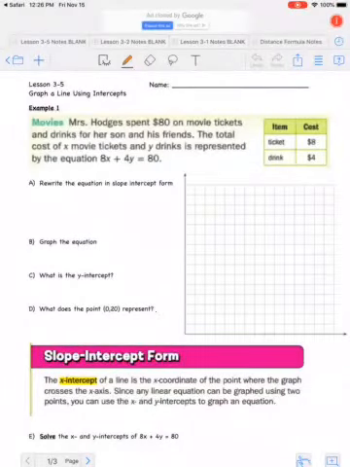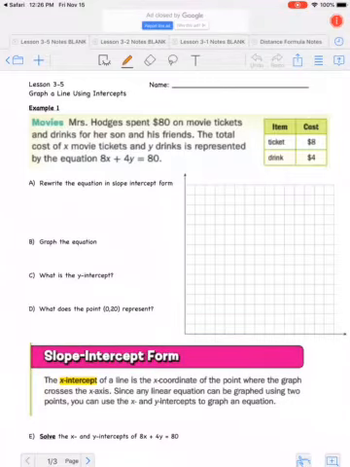Alrighty, everybody. This is Chapter 3, Lesson 5, which is graphing a line using your intercepts. So example number 1 says Mrs. Hodges spent $80 on movie tickets and drinks for her son and his friends. The total cost of x movie tickets and y drinks is represented by the equation 8x + 4y = 80.